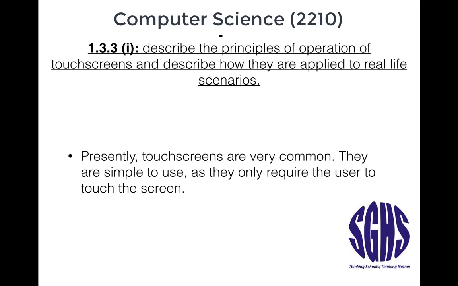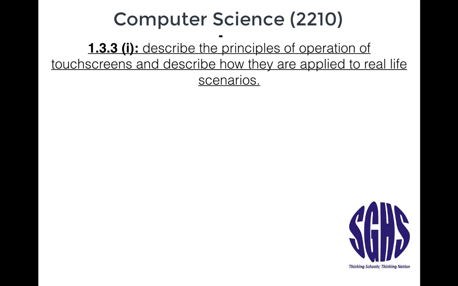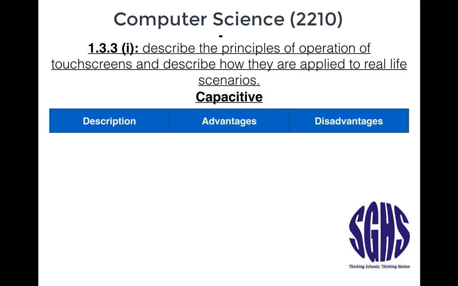Just a little introduction. Touchscreens are very common, and they're simple to use as they only require the user to touch the screen, which everyone can do because we use our hands in everyday life. And as said, there are 3 major types of touchscreen. The first one is capacitive. So we have a description, advantages, and disadvantages.